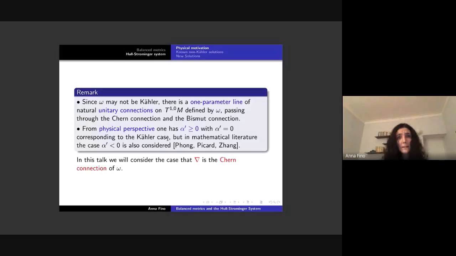Another remark is that from the physical point of view, alpha prime has to be greater than or equal to 0, with alpha prime equal to 0 corresponding exactly to the Kähler case. But in the mathematical literature, the case alpha prime less than 0 is also considered, for instance by Fei, Picard, and Zhang. In the talk, I will consider the case when nabla is exactly the Chern connection of omega, like in the case of the Fu-Yau solution for the Strominger system.